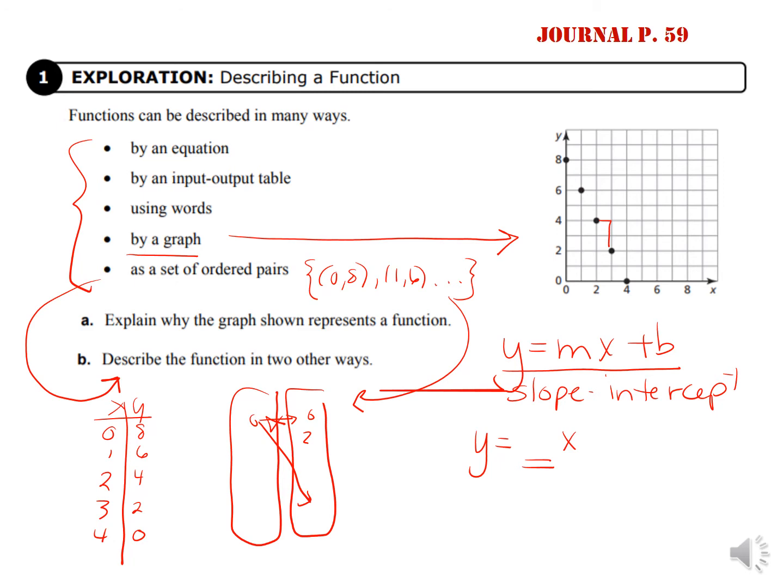But if I look at this, I'm going over 1 and down 2. And my slope is the rise over the run. So since the rise is -2, my slope would be -2. And then my y-intercept is wherever it crosses the y-axis, so it'll be +8. So the slope is this number, the y-intercept is this number. And there's the equation of this line.